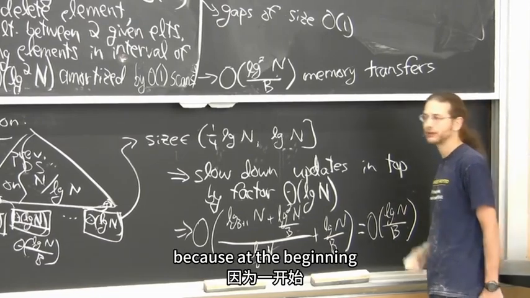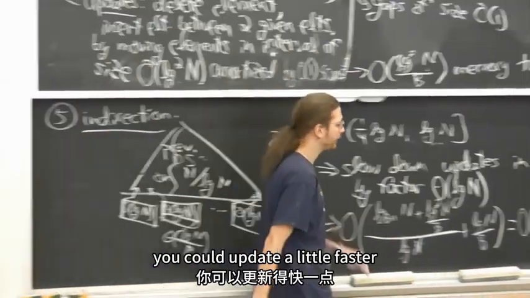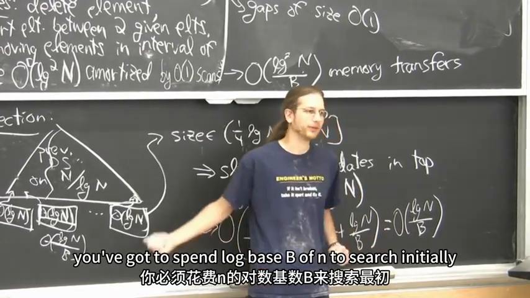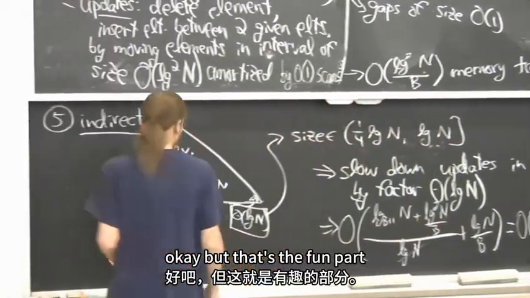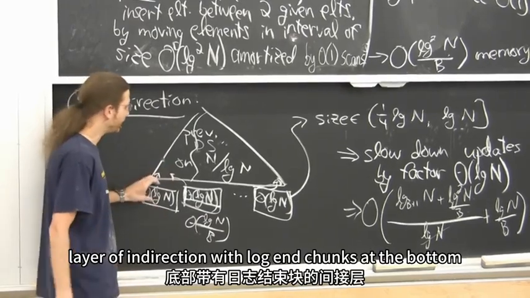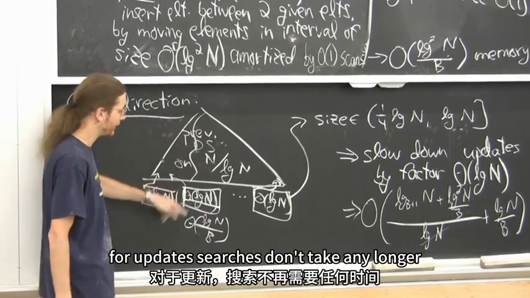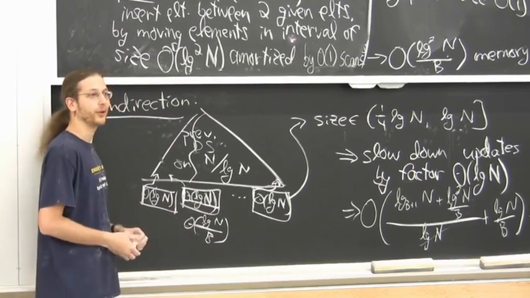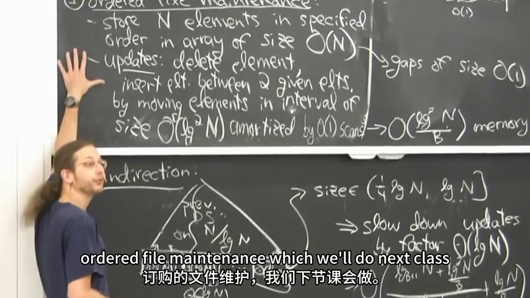Not really, though, because at the beginning we have to do a search to figure out where to do the update. If you knew where you had to update, you could update in log n divided by b. If you don't know where to update, you've got to spend log base b of n to search initially. But that's the fun part. We can now update this data structure fast just with this one layer of indirection with log n chunks at the bottom, speeding this data structure up by a factor of log n for updates. Searches don't take any longer. You just pay this extra term, which was already much smaller than what we were paying before. Whew. That's cache oblivious B trees, other than ordered file maintenance, which we'll do next class.